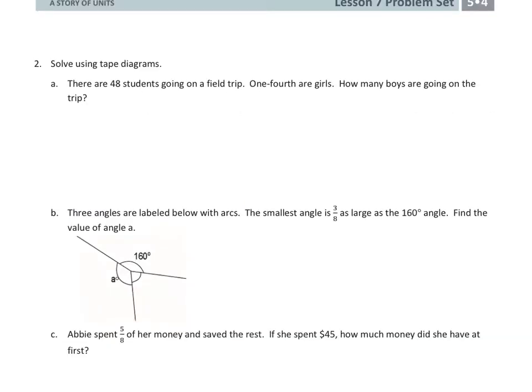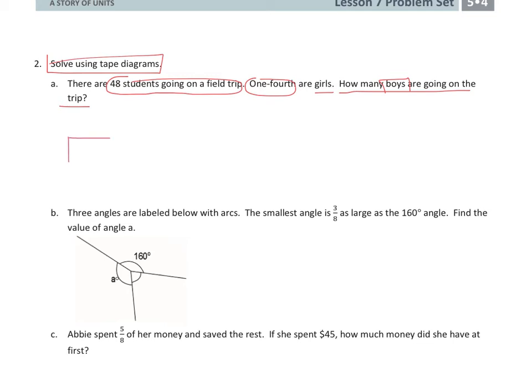All right, let's go ahead and do some word problems here. They still want us to solve using a tape diagram. It says, number 2A, there are 48 students going on a field trip. They tell us that 1/4 are girls, and they want us to find out how many boys are going on the field trip. So they're giving us the clue that 1/4 are girls and the rest are boys. We will need to figure out how many boys are going on the field trip.